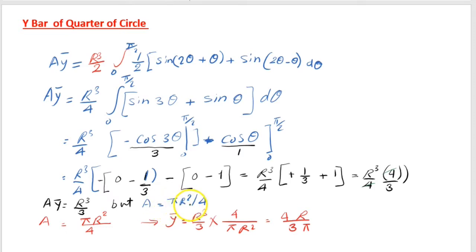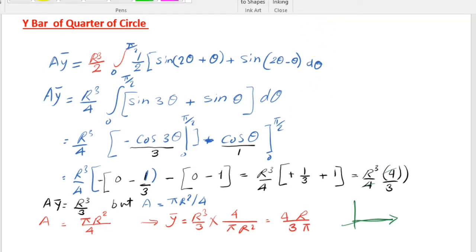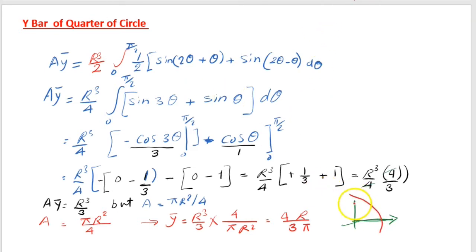Recalling that the area is pi r squared over 4, in order to get the expression of y bar, we simply divide A y bar by A. So we have r cubed over 3 divided by pi r squared over 4. We will get 4r over 3 pi, which tells us that the vertical distance from the CG, which is called y bar, is equal to 4r over 3 pi, which is equal to the x bar we have just obtained from the last lesson.